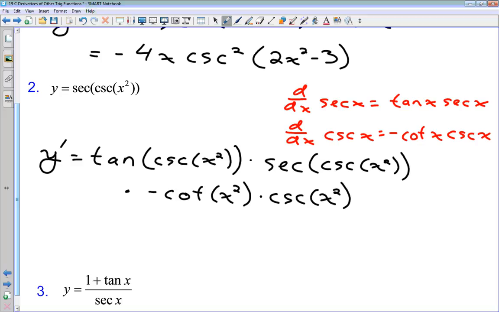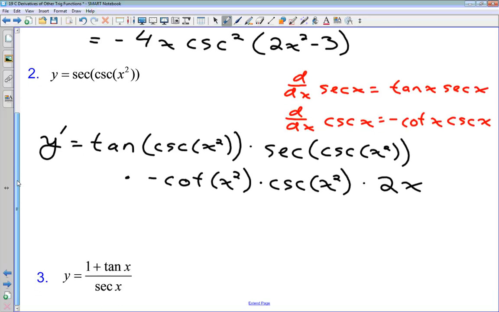Finally, after all of that, we've made it to the very innermost function, which is our x squared. Derivative of x squared is 2x. So that's our derivative. Tan of cosecant x squared times secant of cosecant x squared times negative cotangent x squared times cosecant x squared times 2x. Okay? Easy as pie, right? And we'll be getting to pi when we start doing angles and radians.